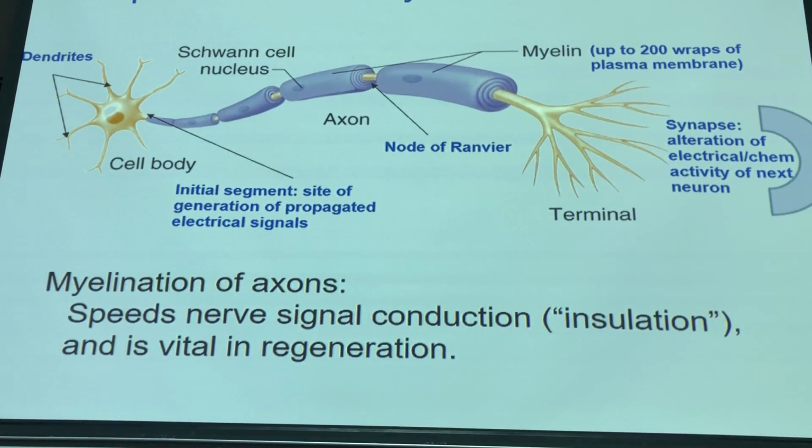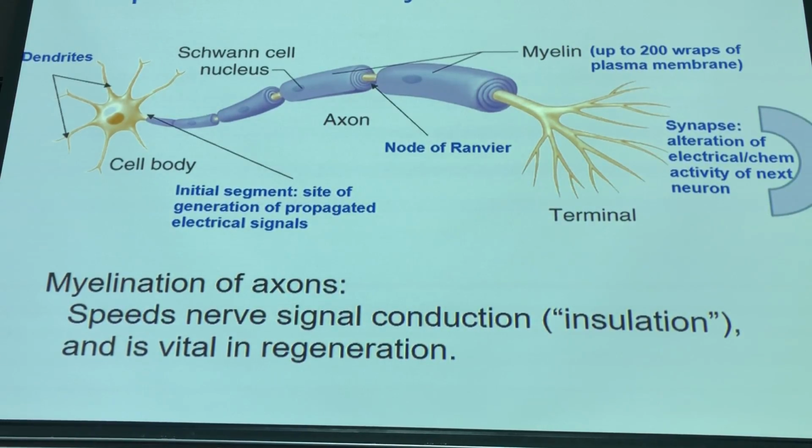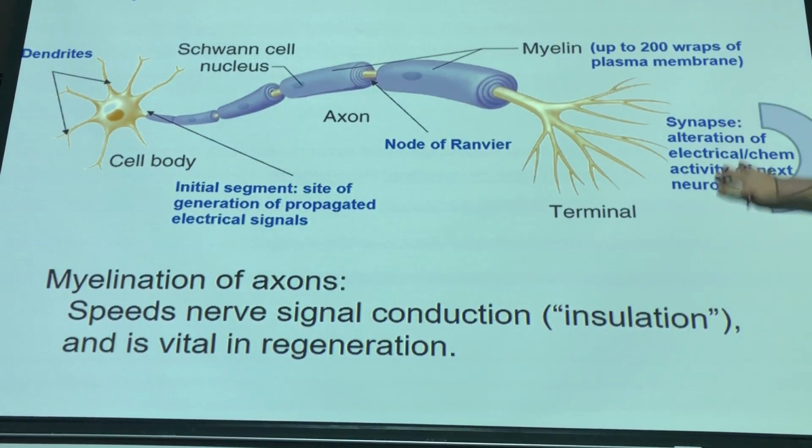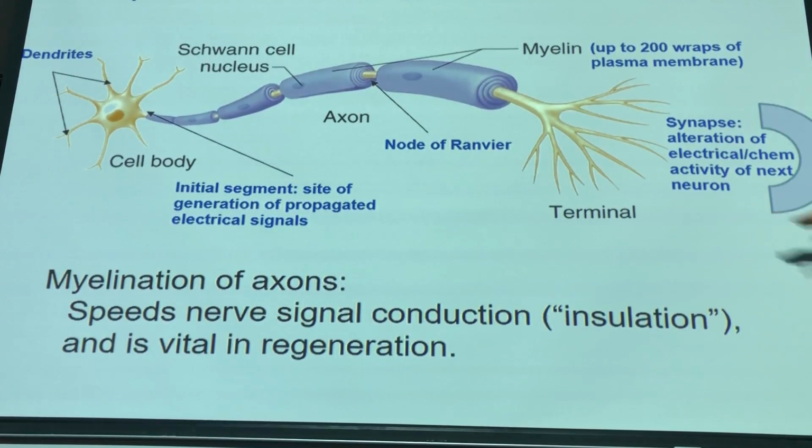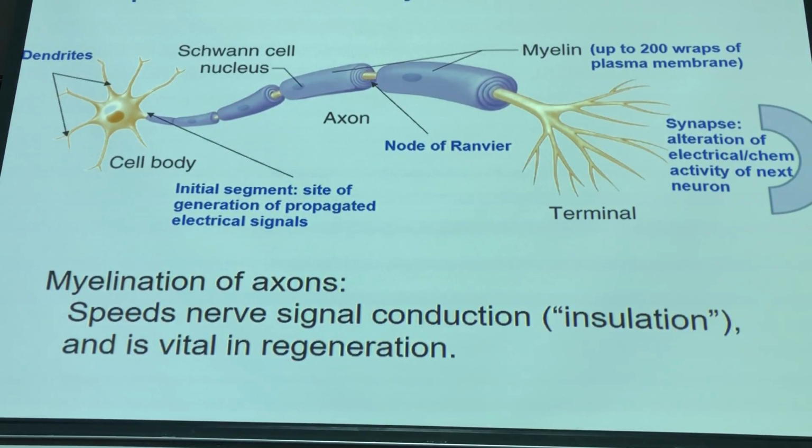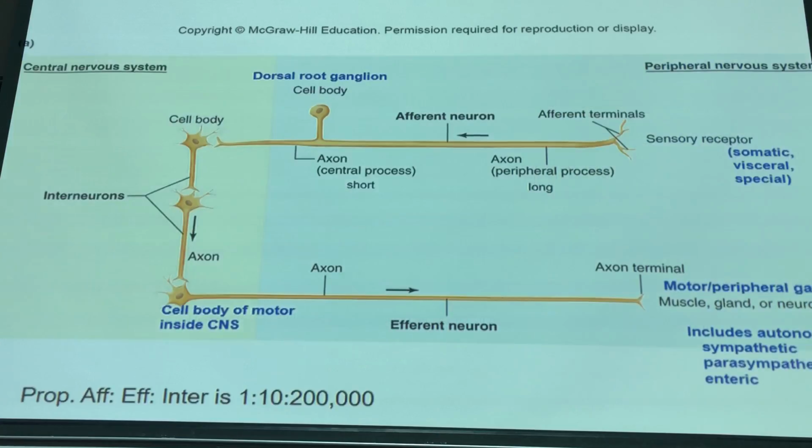And the importance of the synapse is that there's a great deal that happens in modifying the signal as it passes. It can be slowed down, it can be sped up. New signal transduction pathways can be activated. So there's a lot of alteration in this area that can affect the electrical and the chemical activity of the next neuron.